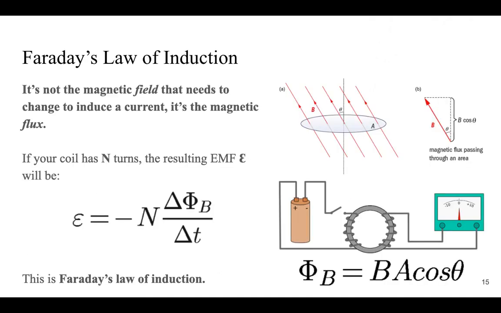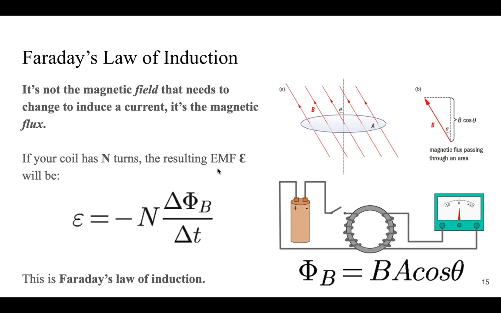So, what Faraday discovered, it's not that the magnetic field needs to change per se, although that is definitely one way to do it. It's the magnetic flux that needs to change. A magnetic flux that changes will induce a current. So here's a loop, but imagine this loop goes around and around and around like a solenoid. So let's say our loop has N turns.